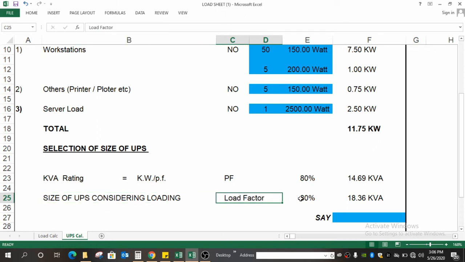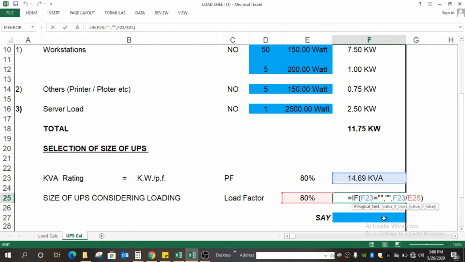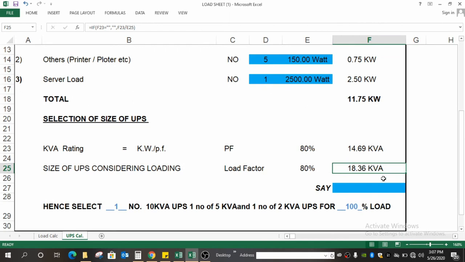Since we are calculating 80% over here, this is the UPS requirement of 18.36 kVA. As you see in this formula, it's again 14.69 kVA multiplied by 80% as the load factor, that is F23 multiplied by E25, and we get 18.36 kVA. So let's consider it as a 19 kVA requirement.